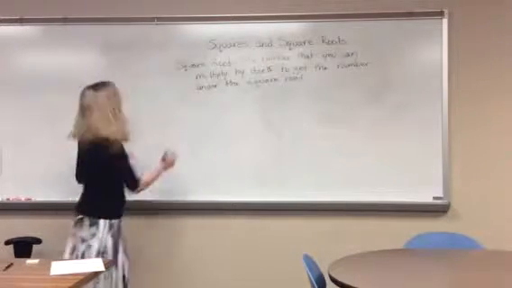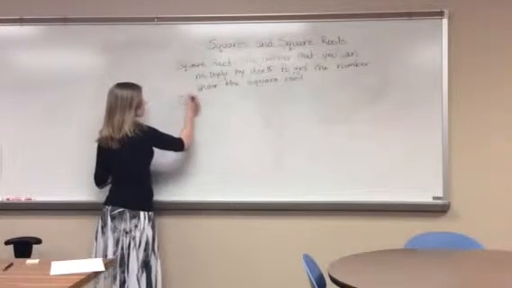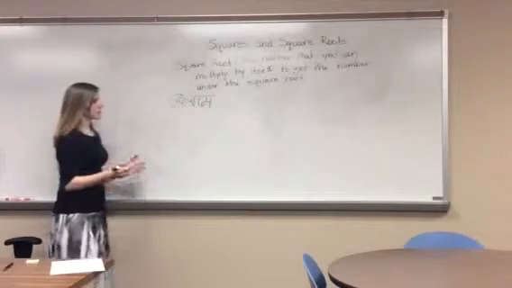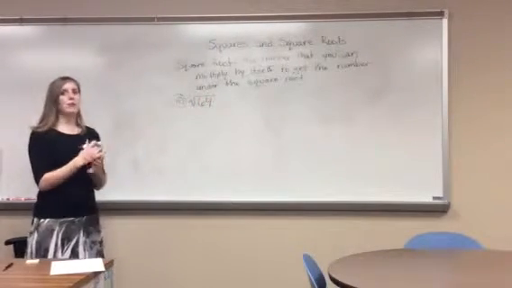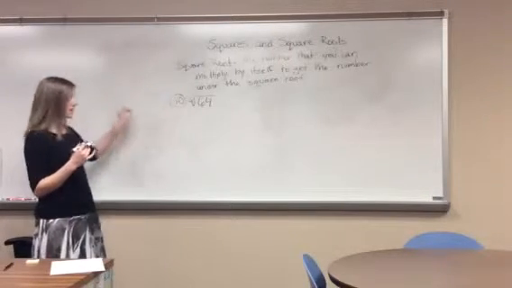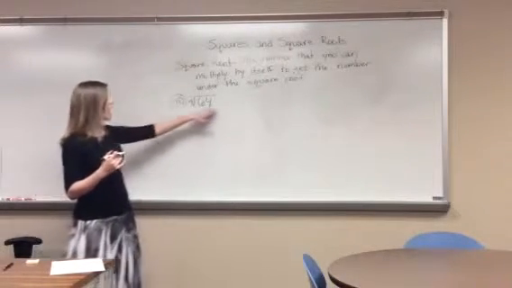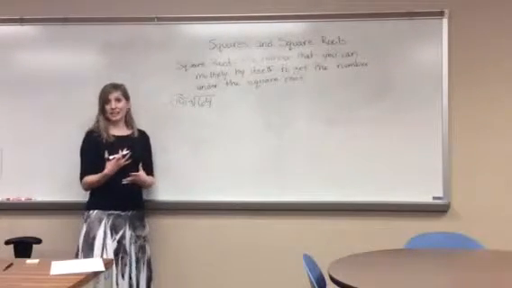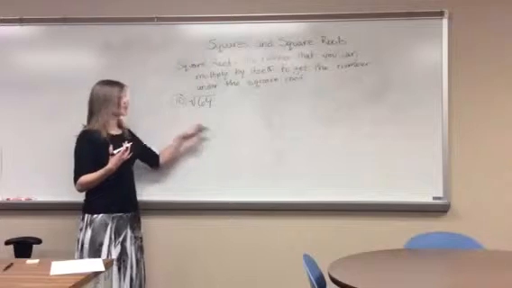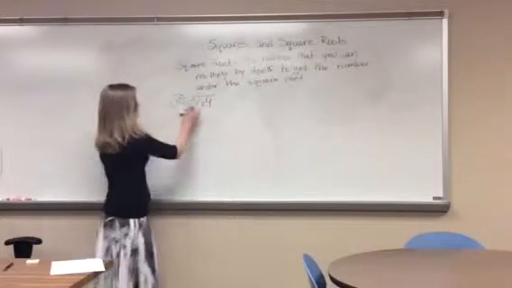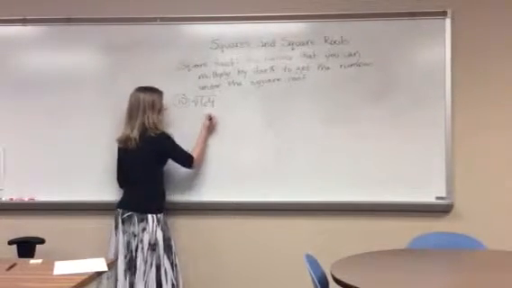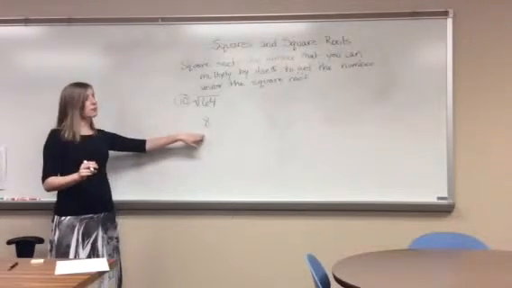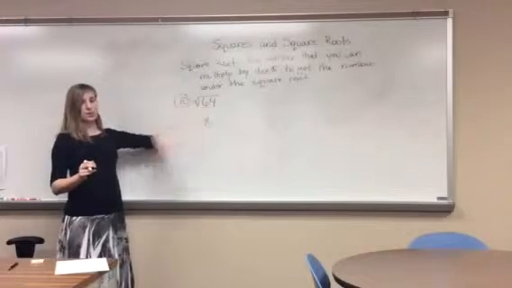Let's look at number 10. We have the square root of 64. So what that means is I'm looking for the number that when I multiply it by itself, the exact same number, when I times it by itself, I would get 64. The only number that does that is 8. 8 times 8 gives me 64. So my answer, the square root of 64, is just 8, because that's the number that when I multiply it by itself, I would get the number under the square root.